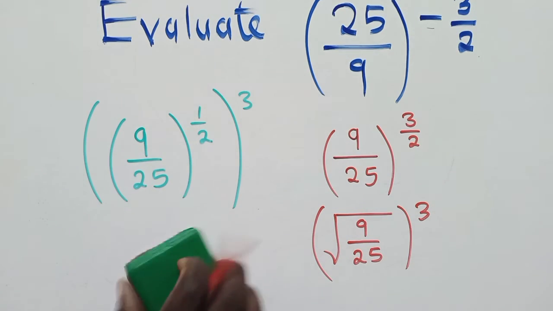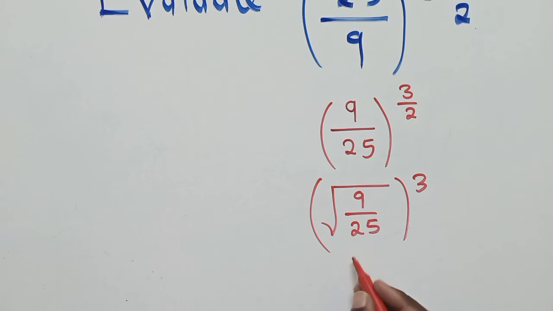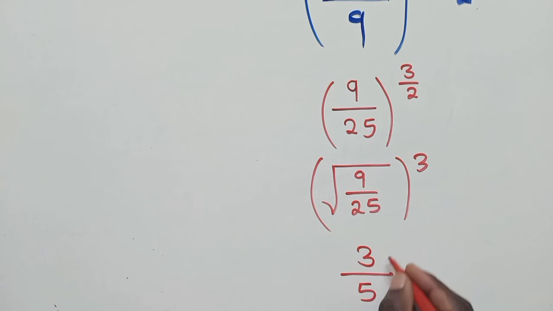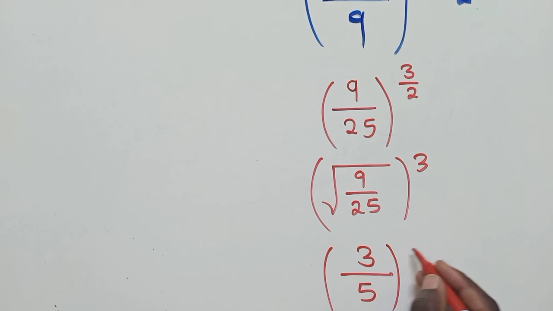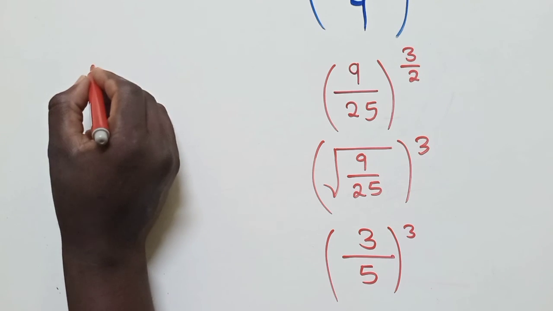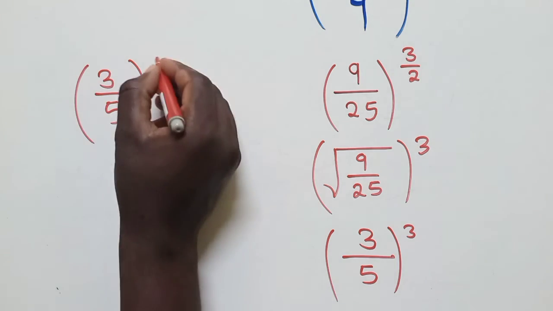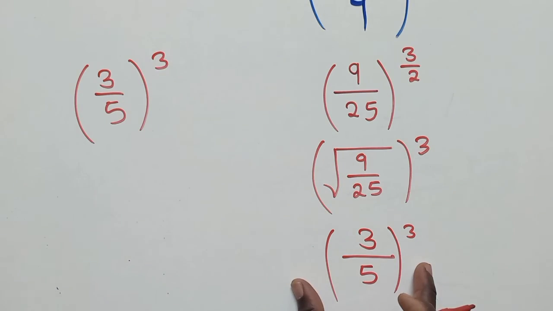Thereafter, we can find now the square root. What is the square root of 9? It's a 3. Square root of 25, it's a 5. Okay, so that's it. And there is a power 3 there. So now from this stage, let me copy it. We write it here. So we have 3 over 5 power 3. This is the stage where we're at.